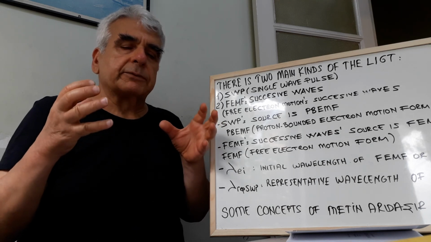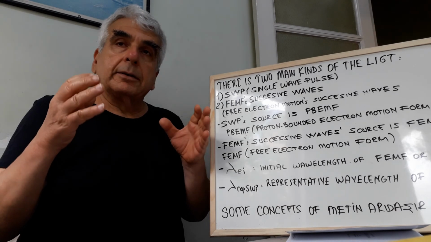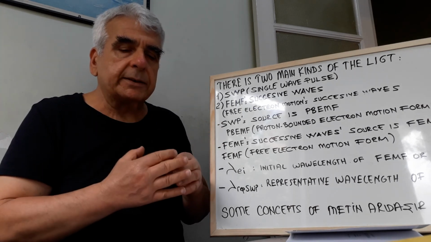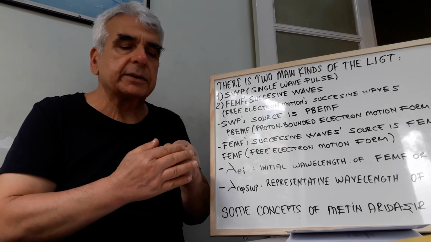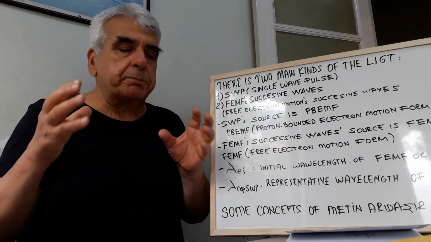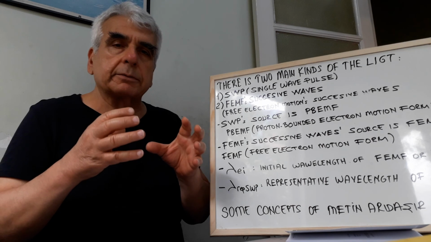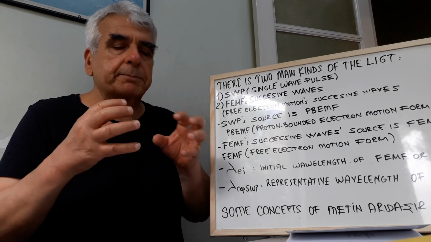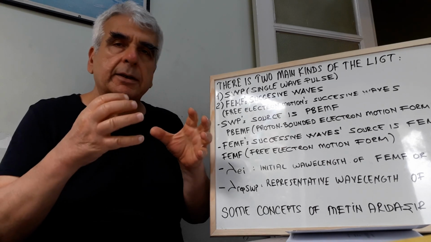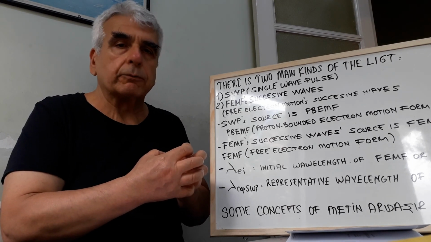When the free electron motion form successive wave and its effect vanish, the proton-bounded electron motion form shrinks to its natural, in balance, undisturbed situation at its initial wavelength lambda EI. This balance is built together by proton and proton-bounded electron motion form, and this balance has coercive power that makes the proton-bounded electron motion form shrink to its initial wavelength.